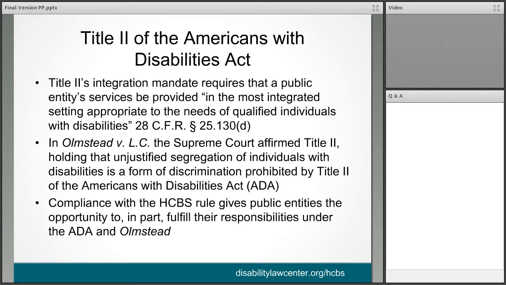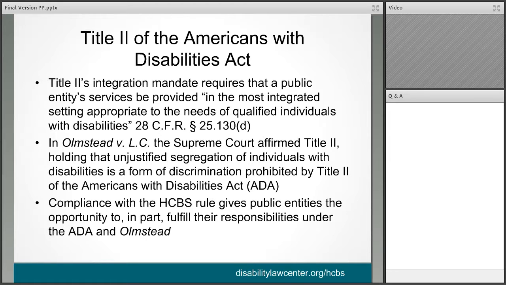Just before discussing the rule requirements, we want to give some background about the rule's purpose and goals. The newish home and community-based settings rule does overlap with the state's obligations under Title II of the ADA. Title II of the Americans with Disabilities Act includes the integration mandate, and this requires public entities to provide services in the most integrated setting appropriate to the needs of qualified individuals with disabilities. In Olmstead v. L.C., the Supreme Court affirmed Title II and held that unjustified segregation of individuals with disabilities is a form of discrimination prohibited by the ADA.